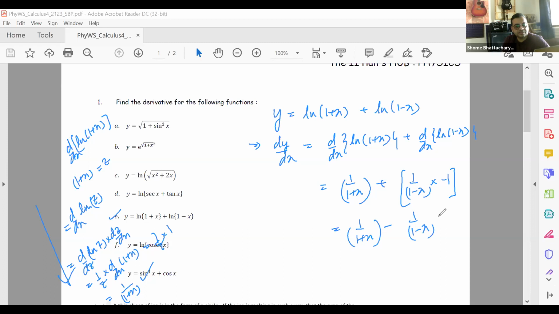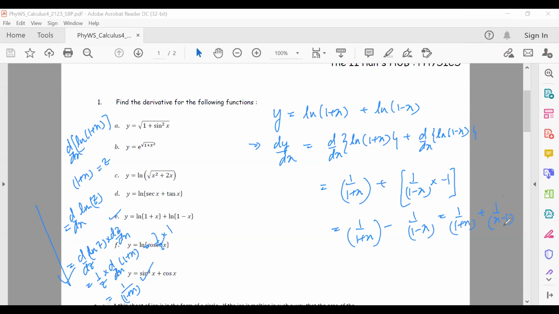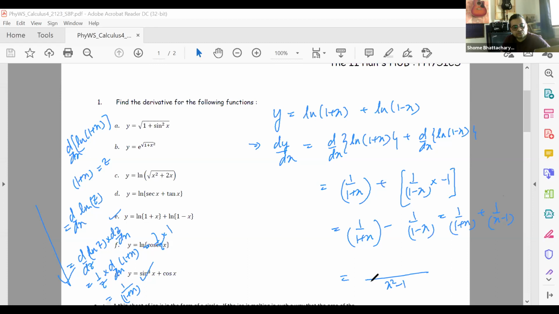And the next step I can write it like this. Okay. And now take the LCM in the denominator. So x square minus 1, and the numerator becomes what? x minus 1 plus 1 minus x. So that is 2x. So this becomes the answer.